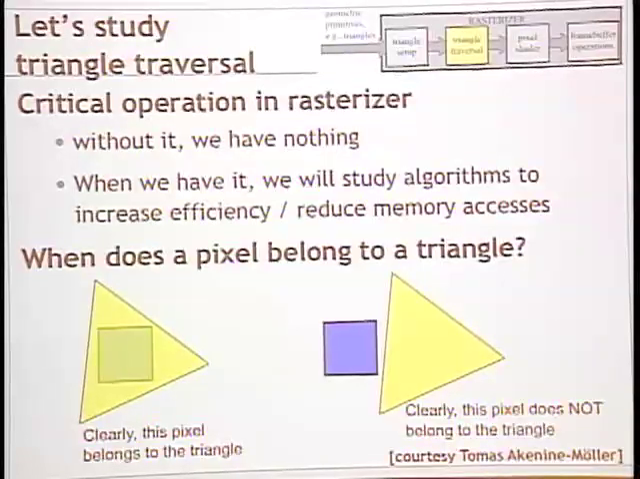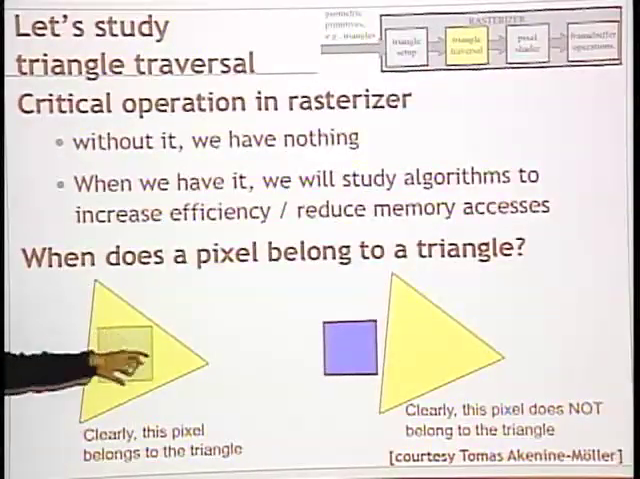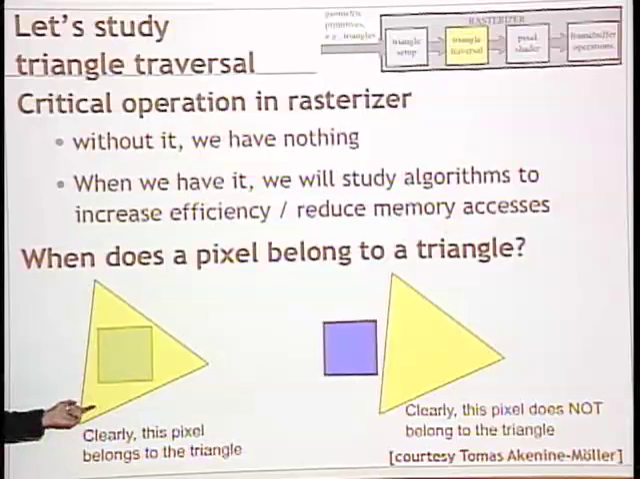If we traverse the triangle and we have a pixel we want to test, how do we figure out whether the pixel belongs to the triangle? If we express this pixel as a square, bad analogy, pixels are not squares, and we'll talk about that later, it's pretty clear that this pixel would belong to this triangle, and that one would not.